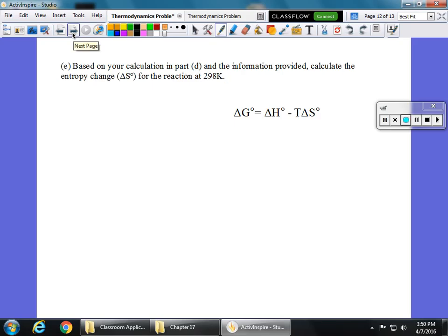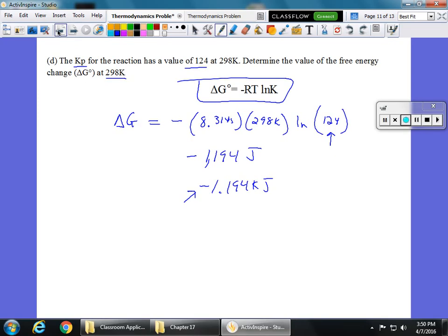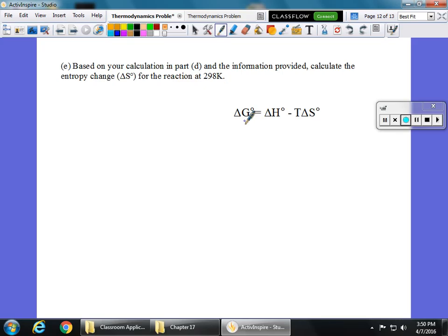Part E says, based on your calculation in part D and the information provided, calculate the entropy change. Well, what did we do here? In part D, we calculated our free energy change, which we had in the last one, was negative 1.194 kilojoules.